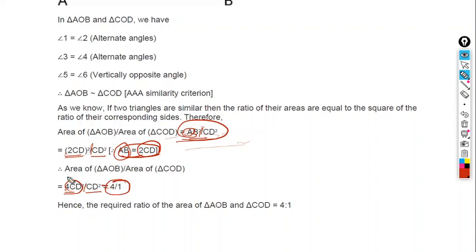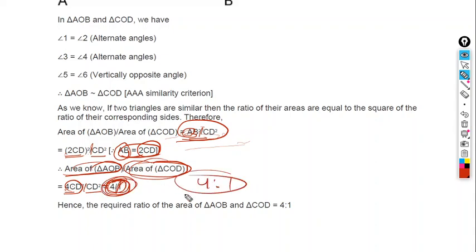So you can see area of triangle AOB divided by area of triangle COD is equal to 4 divided by 1. Therefore, the ratio of the area of triangle AOB and the area of triangle COD is 4 by 1, or 4 is to 1. This is what we required. Hence, the ratio of these two triangles is equal to 4 is to 1. Thank you.